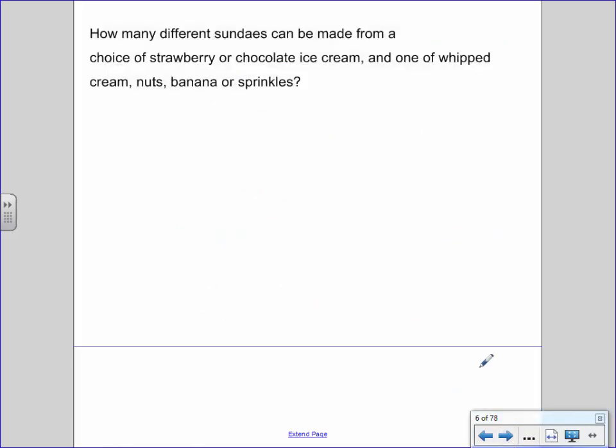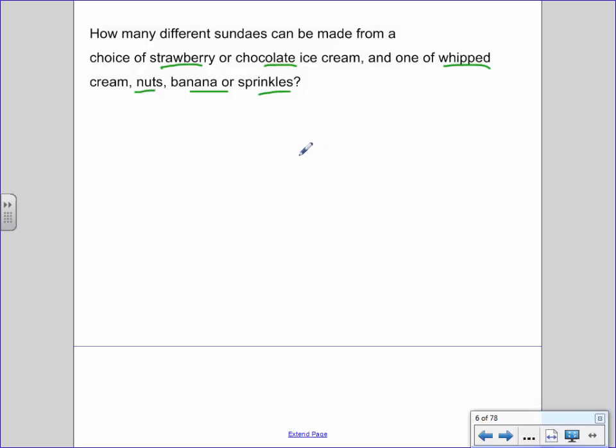Okay, so let's try a really basic example. You guys ever go to the Marble Slab? You know this place? Okay. Imagine that you're going to a make-your-own ice cream place, and I'm going to limit the options here, because if we go with the unlimited options like they have there, it's too much. So let's scale it down. You have 2 choices, strawberry or chocolate ice cream, and then you can get 1 topping. It can either be whipped cream, nuts, bananas, or sprinkles.